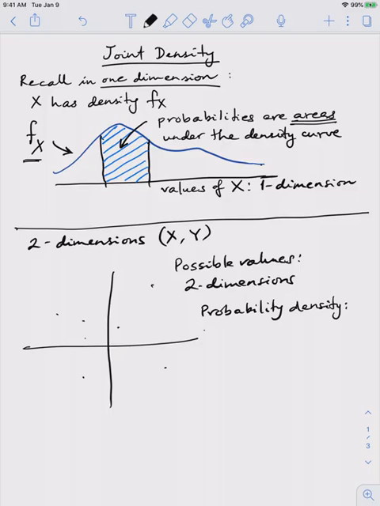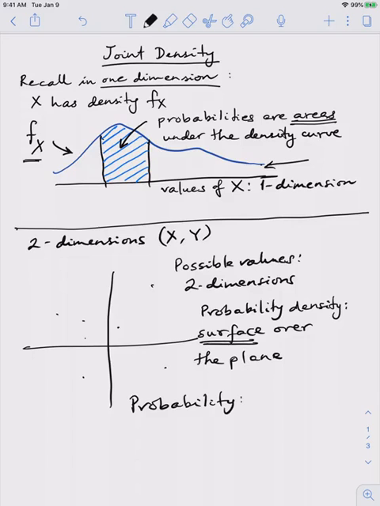The probability density is now a surface over the plane, instead of this curve that we have here. And probabilities are volumes under the surface.